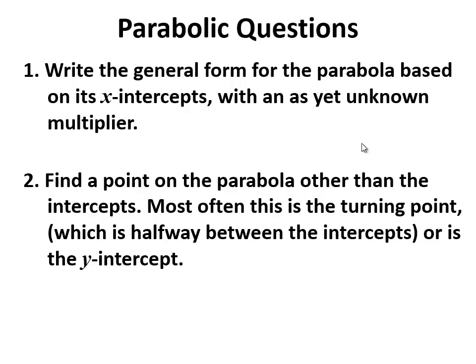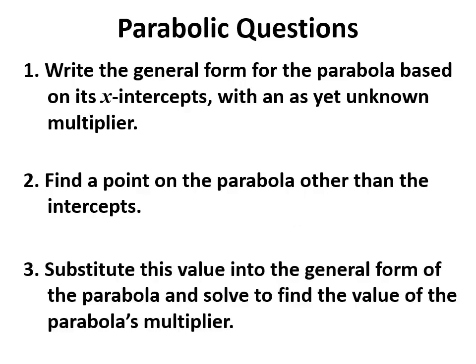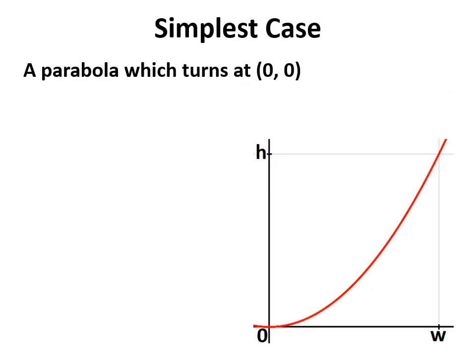So we take a point on a parabola other than the intercept, and that's normally the turning point, which is halfway between the intercepts, or is the y-intercept. So it's one of those 2 points. And we substitute that value into the general form of the parabola and solve to find the multiplier. At this point, you do have to have very good algebra because you need to be able to solve the problem. So let's take a very simple case.